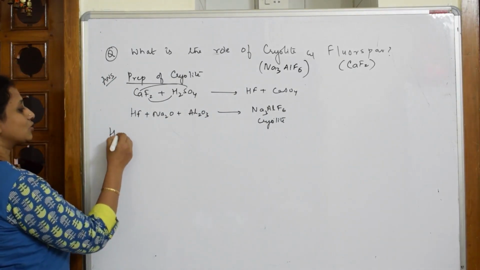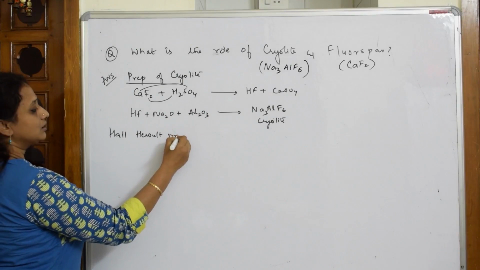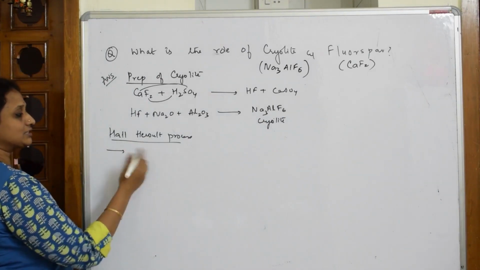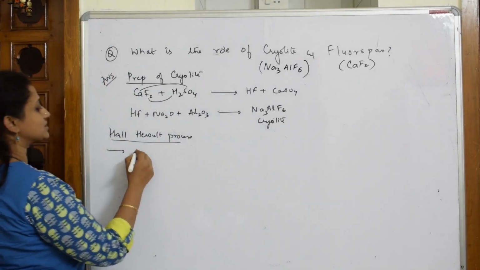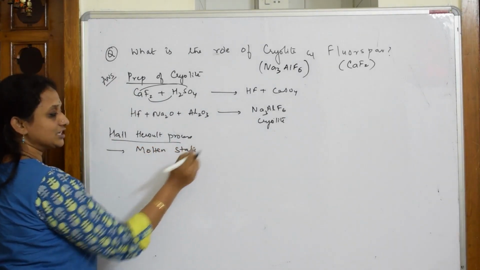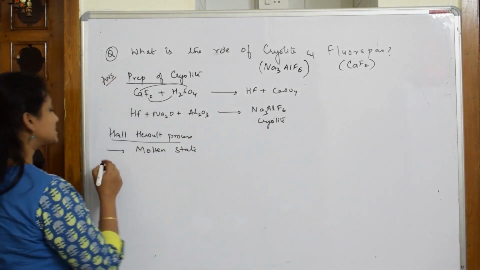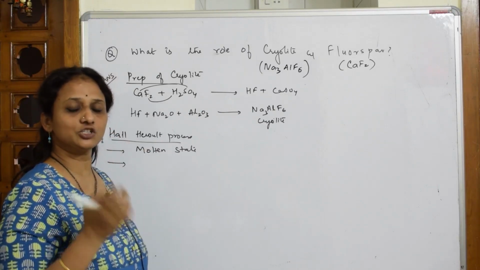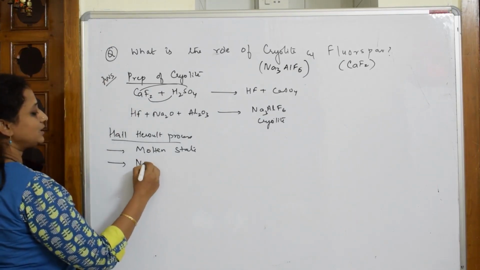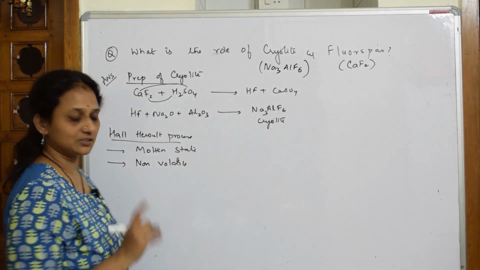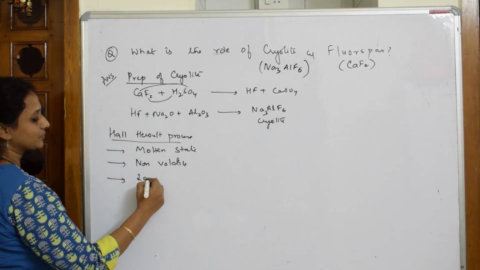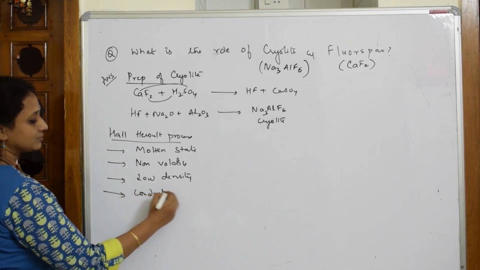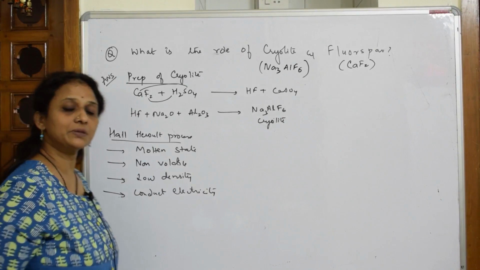What does it do? In the Hall-Héroult process, the first important condition is that the whole electrolytic cell, whichever electrolyte you're adding, that liquid should be in the molten state. Based on these conditions, we're going to add the cryolite. Next, whichever electrolyte you're adding, it should be non-volatile. It should not evaporate as soon as you heat it, then only it'll stay and perform the reaction. Next, it should have low density, which means it has to float above the metal. Next, it has to conduct electricity. If all these conditions are satisfied, then only you're going to pick up that particular electrolyte.